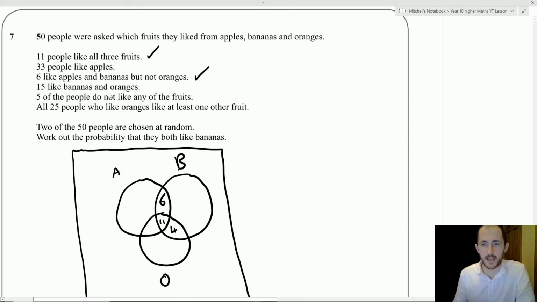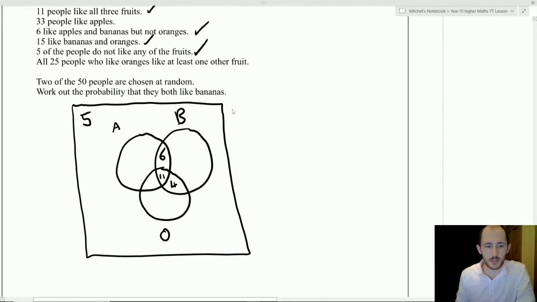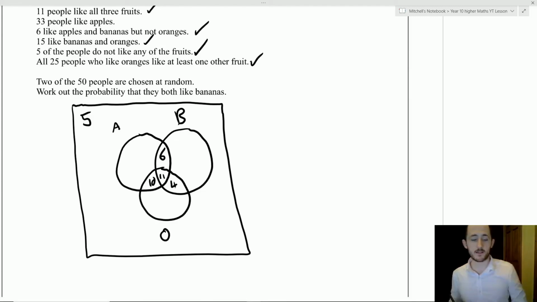5 people don't like any fruit, so those people are going to go straight outside the Venn diagram. And all 25 people who like oranges like at least one other fruit. So that means all 3 numbers here should add up to 25. 11 plus 4 is 15. 10. So where does the 4 come from, Lila?